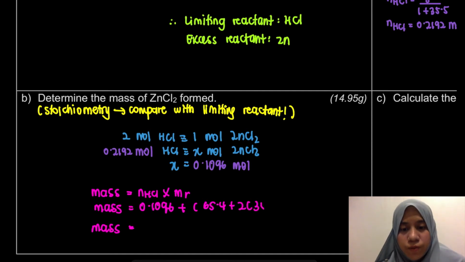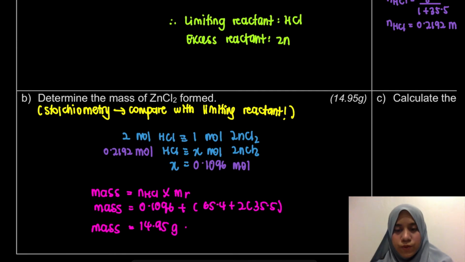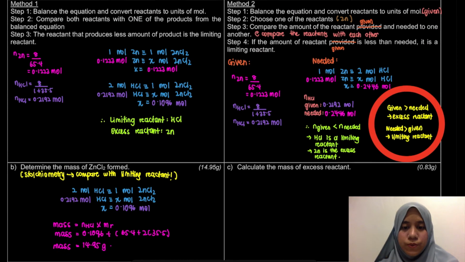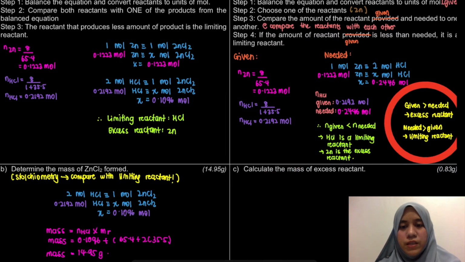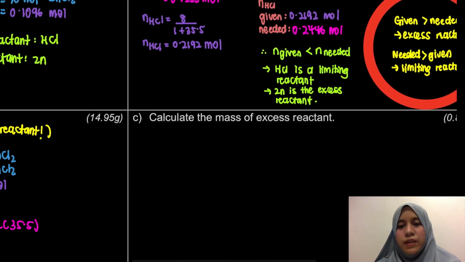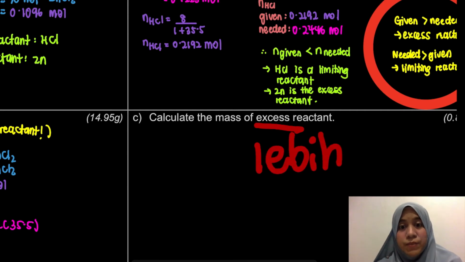Zinc 65.4, chloride 35.5, so you get these values. So that determines the mass of zinc chloride formed. Now question C. It asks for the excess reactant. How do we do this one?